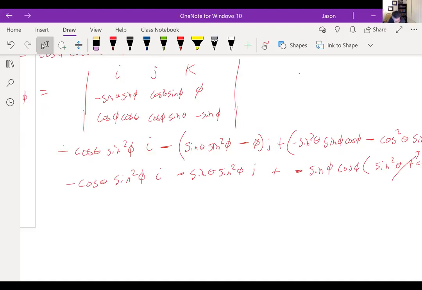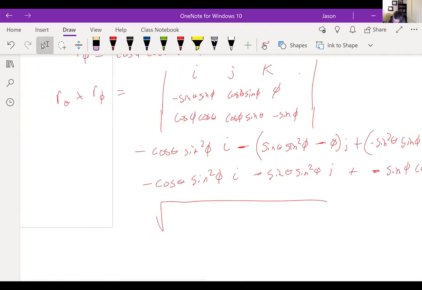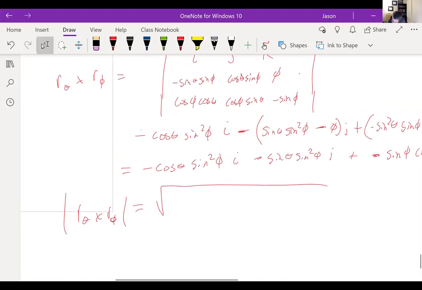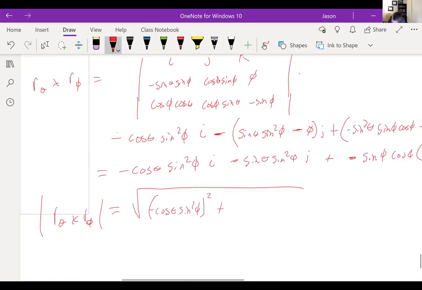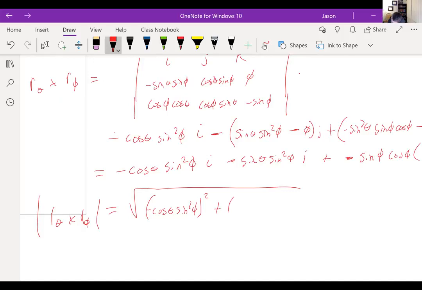Okay, looks good. So that's my cross product. And now to find the magnitude of this, I'm going to take the magnitude and square these things. So this becomes negative cosine theta sine squared phi, squared, plus negative sine theta sine squared phi, squared, plus negative sine phi cosine phi, squared.